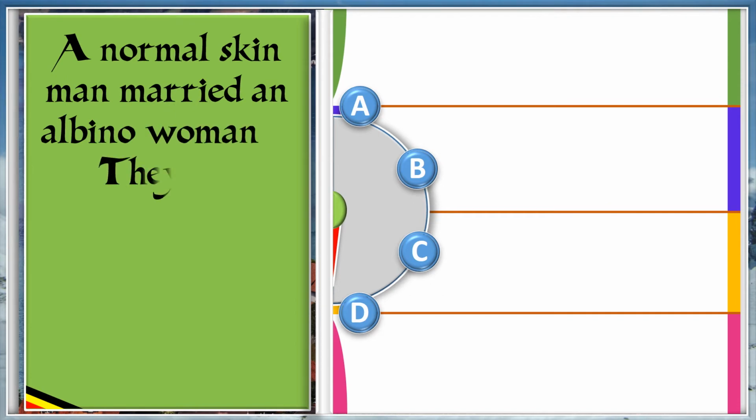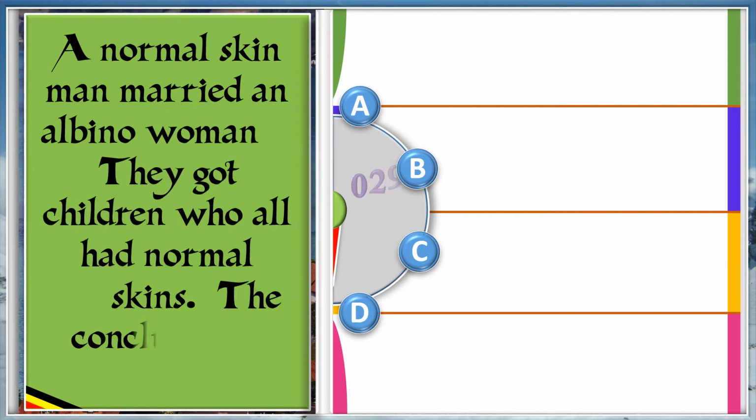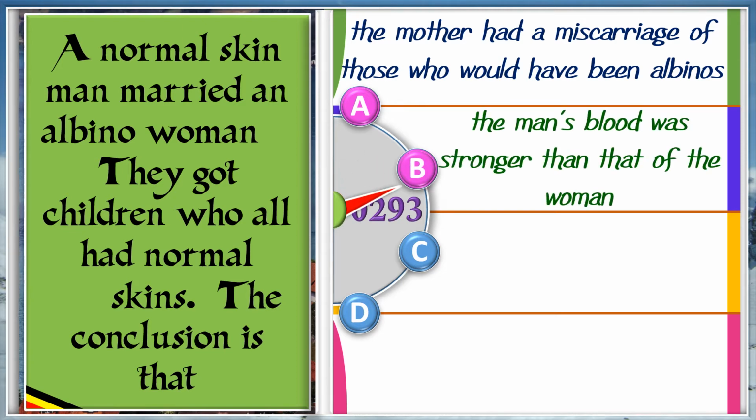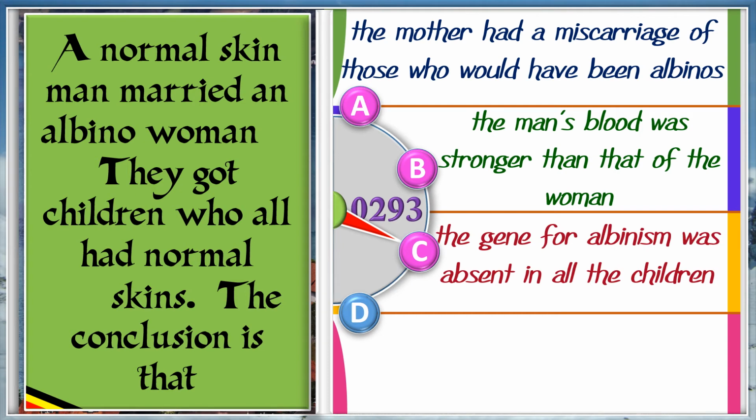A normal-skinned man married an albino woman. They got children who all had normal skins. The conclusion is that A. The mother had a miscarriage of those who would have been albinos. B. The man's blood was stronger than that of a woman. C. The gene for albinism was absent in all the children.